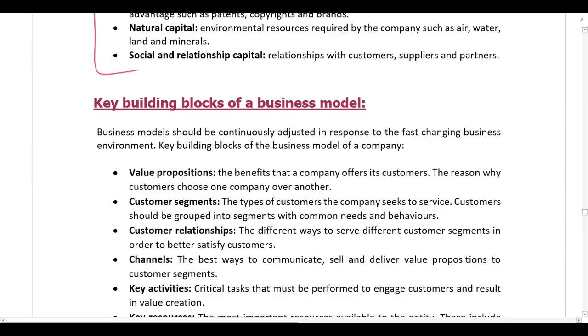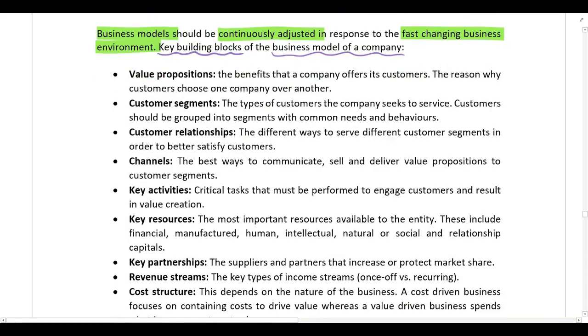So it's important to note that your business model is going to have to be continuously adjusted because of the fact that we are dealing with a fast changing business environment. So you can't just have your business model established today and then never adapt that. You need to take into account changes in the business environment that you are operating in, and you then need to update your business model accordingly. But there are certain key building blocks that we take into account when we develop the business model of a company. And once again, guys, please will you just read through these key building blocks so that you know exactly what should go into the business model of a company.